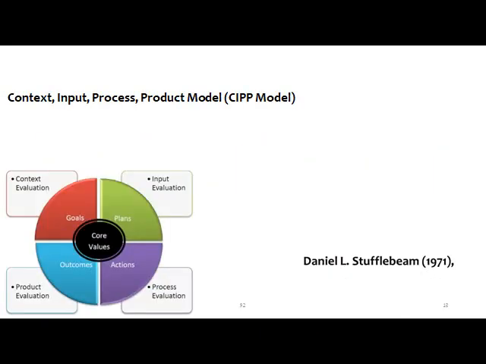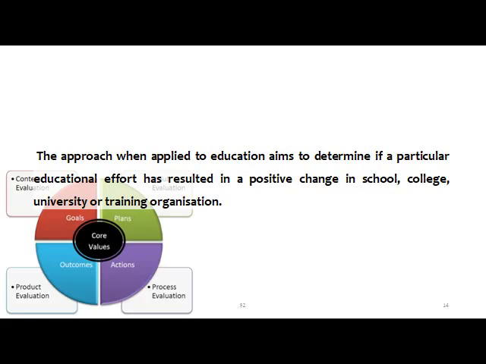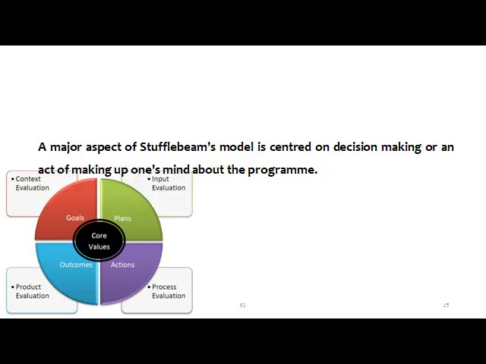Context, Input, Process, Product model, the CIPP model. Daniel L. Stufflebeam, who chaired the Phi Delta Kappa National Study Committee on Evaluation, introduced a widely cited model of evaluation known as the CIPP, Context, Input, Process and Product model. The approach when applied to education aims to determine if a particular educational effort has resulted in a positive change in school, college, university or training organization. A major aspect of Stufflebeam's model is centered on decision-making, or an act of making up one's mind about the program.